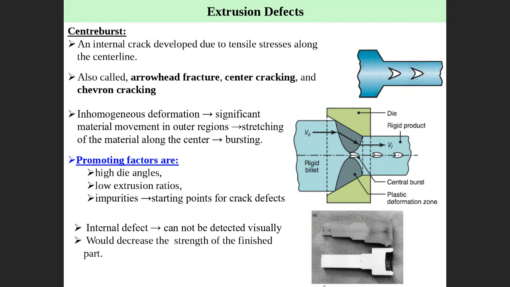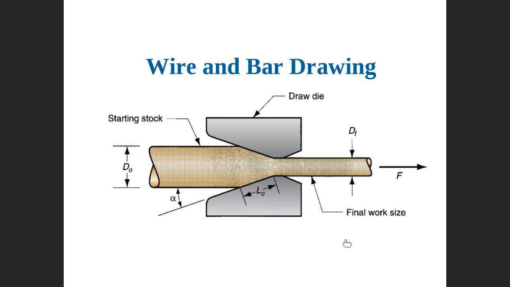This is the type of defect that could happen in the extrusion process. This is the end of the extrusion, and the next part will be wire and bar drawing. I will stop recording.